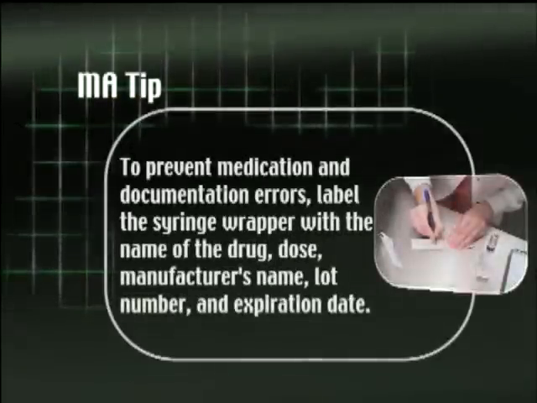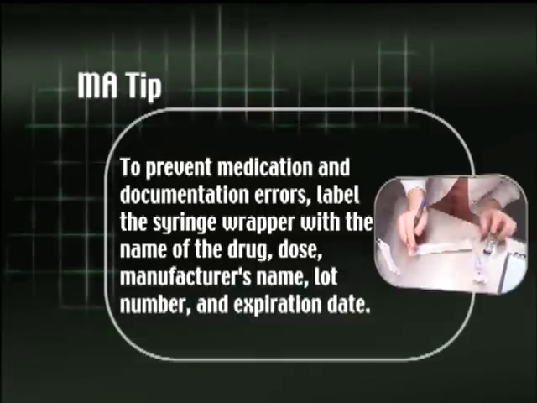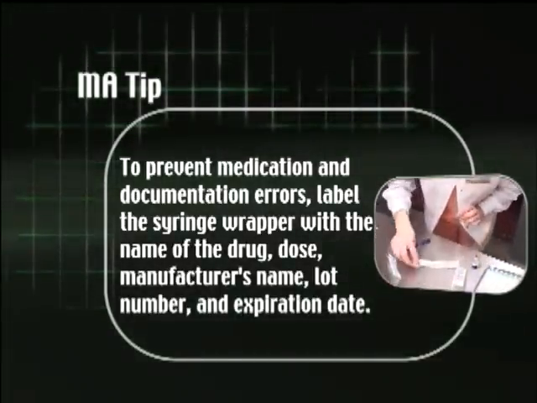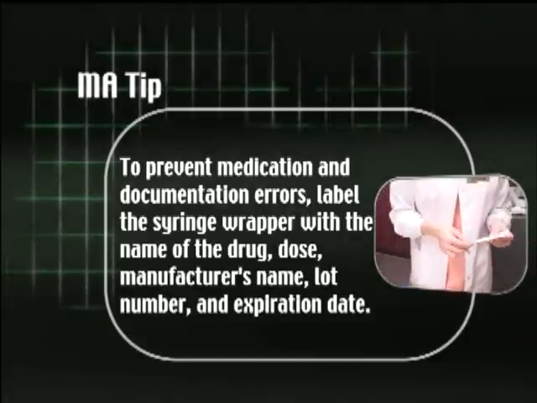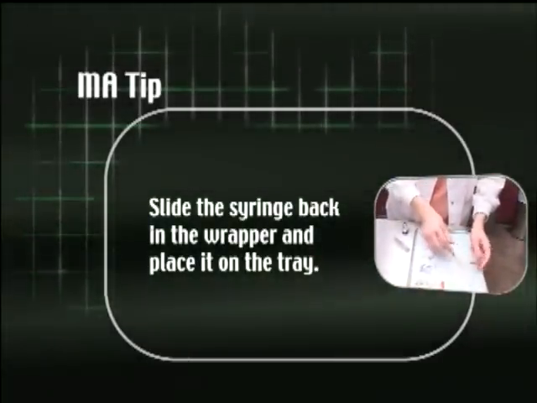MA tip. To prevent medication and documentation errors, label the syringe wrapper with the name of the drug, dose, manufacturer's name, lot number, and expiration date. Slide the syringe back in the wrapper and place it on the tray.